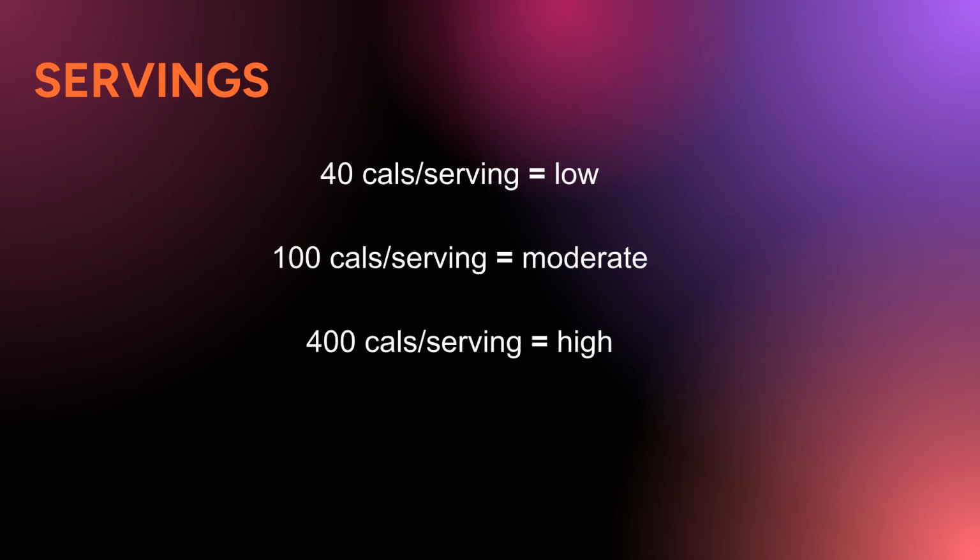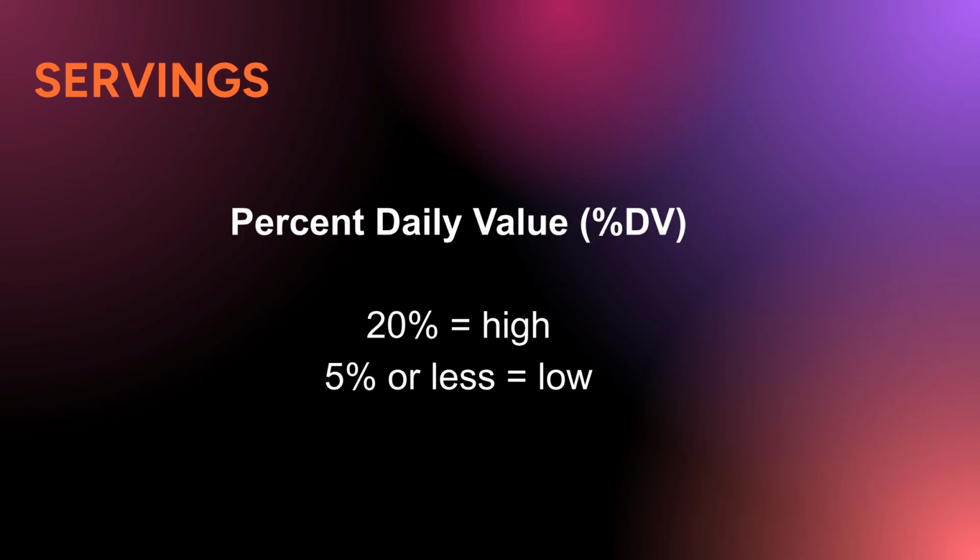Serving sizes are categorized by caloric content. 40 calories per serving is considered low, 100 calories is moderate, and 400 calories per serving is high. The percent daily value, or percent DV, is another important measure. 20% or more is considered a high source of a nutrient, and 5% or less is considered a low source.